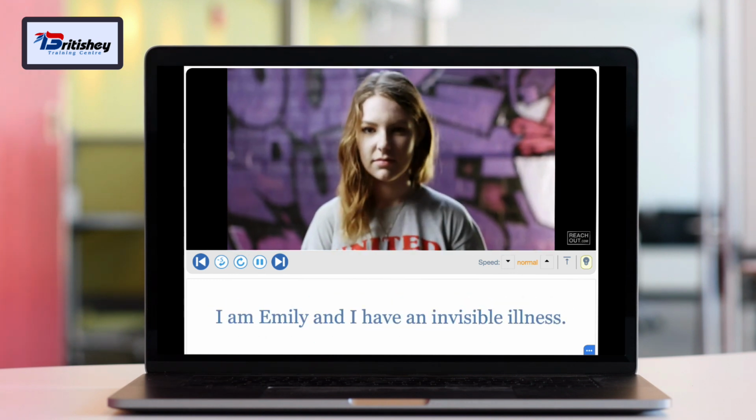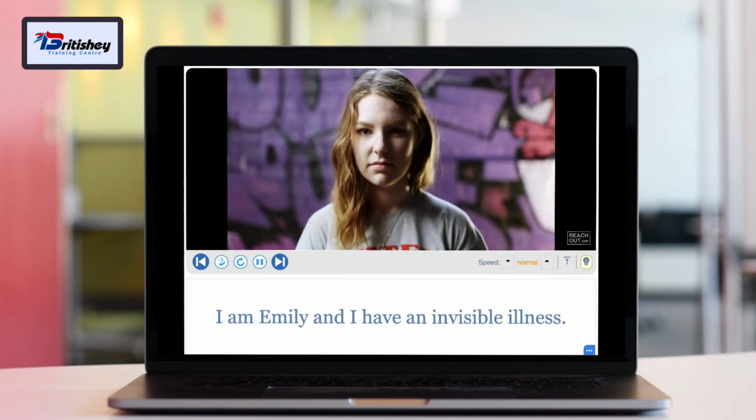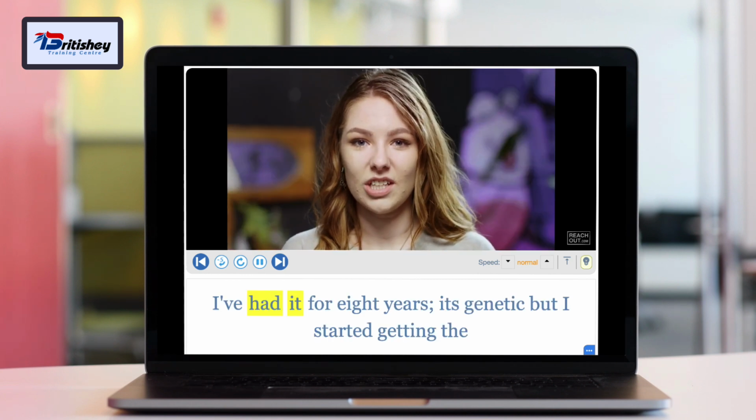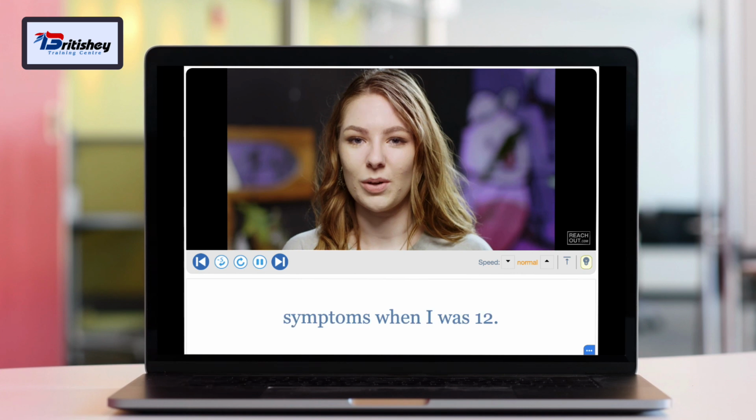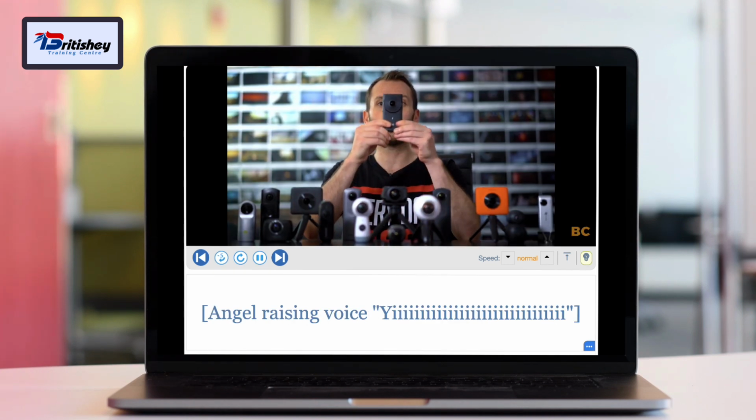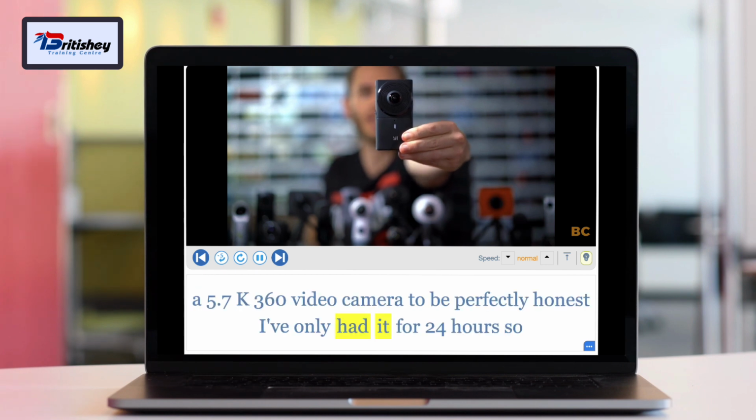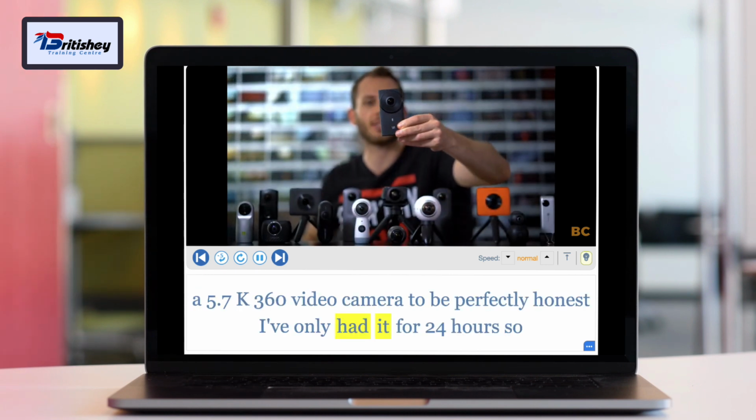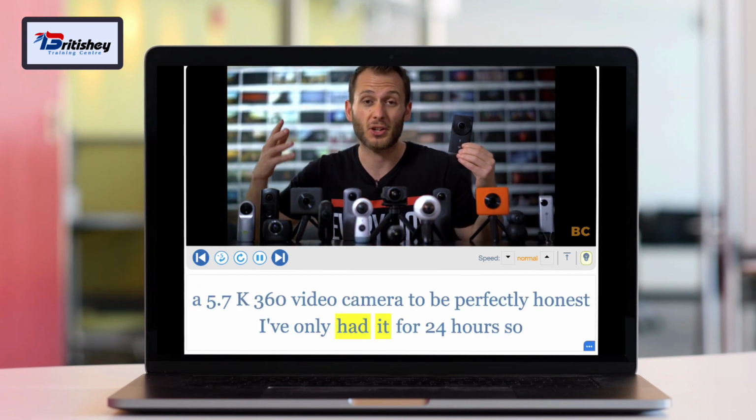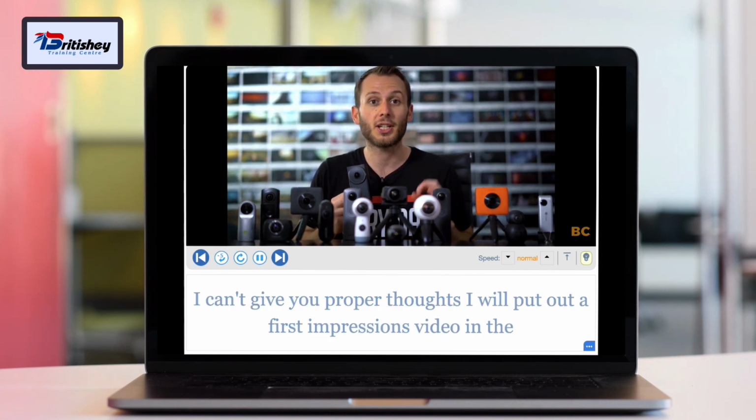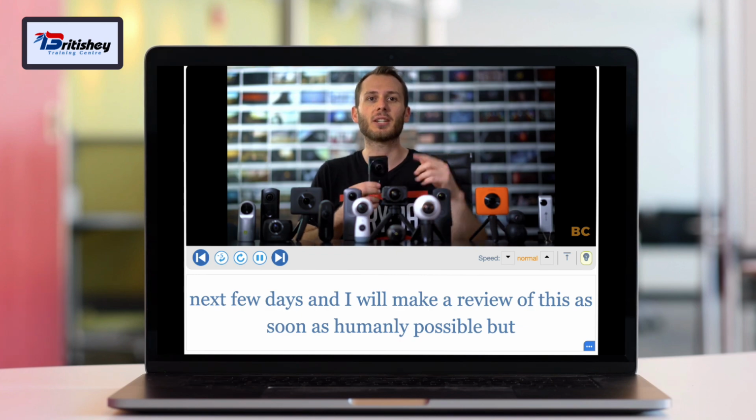I am Emily and I have an invisible illness. I've had it for 8 years. It's genetic, but I started getting the symptoms when I was 12. This is the Yi 360 VR, my newest acquisition, and this is a 5.7K 360 video camera. To be perfectly honest, I've only had it for 24 hours, so I can't give you proper thoughts. I will put out a first impressions video in the next few days, and I will make a review of this as soon as humanly possible.